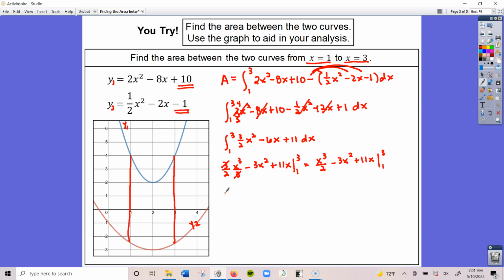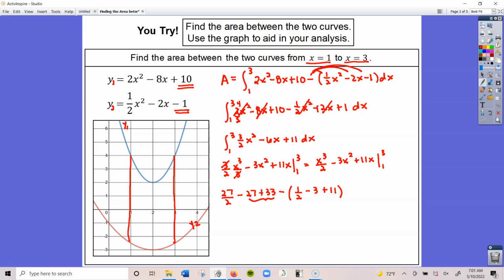When I plug in 3, 3 to the third is 27 over 2 minus 3 squared is 9 times 3 is 27 plus 33, minus, now when I plug in the 1, 1 to the third is 1 over 2 minus 3 times 1 squared is 3 plus 11 times 1 is 11.